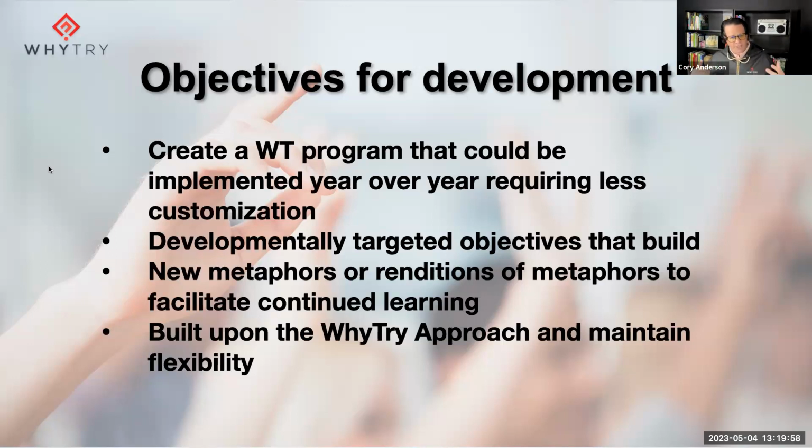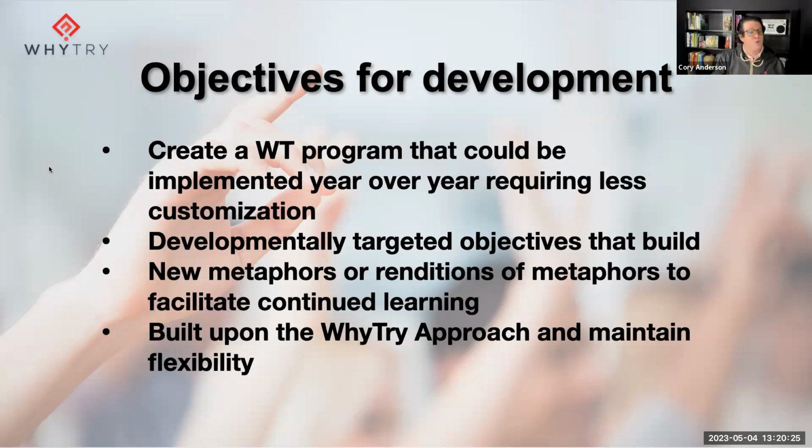Then we wanted to provide developmentally targeted objectives that build on each other, right? Take, for example, decision-making. Yes, decision-making is this big topic, and quite frankly, even as adults, we're still trying to master that skill. But there are certain aspects of decision-making that we're going to approach with the first and second grader that perhaps we're not going to quite go there yet with the fifth and sixth grader, okay?